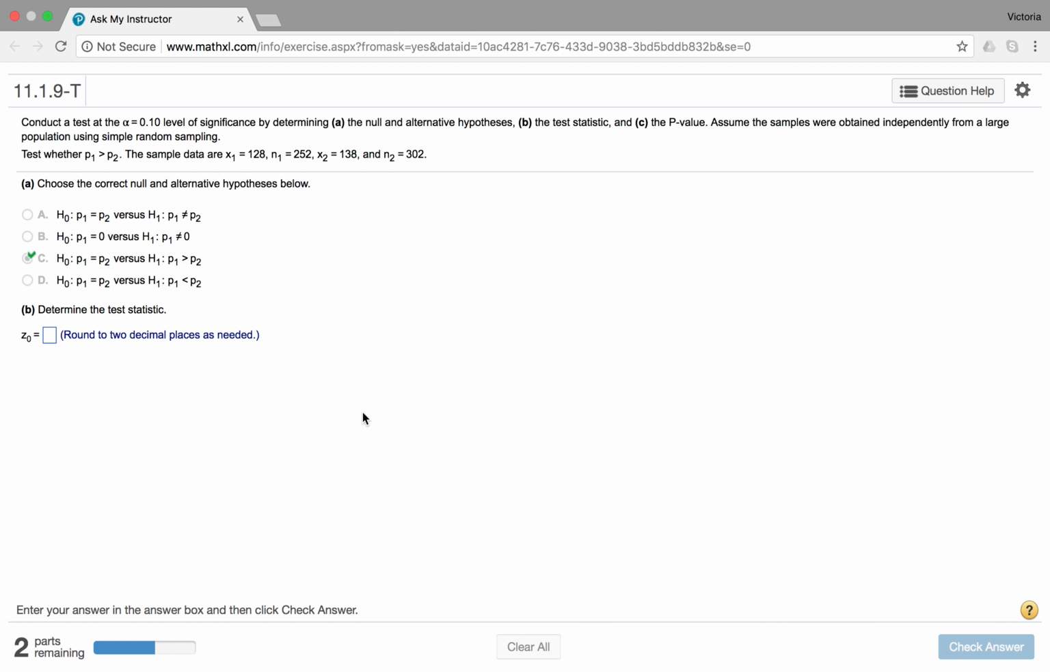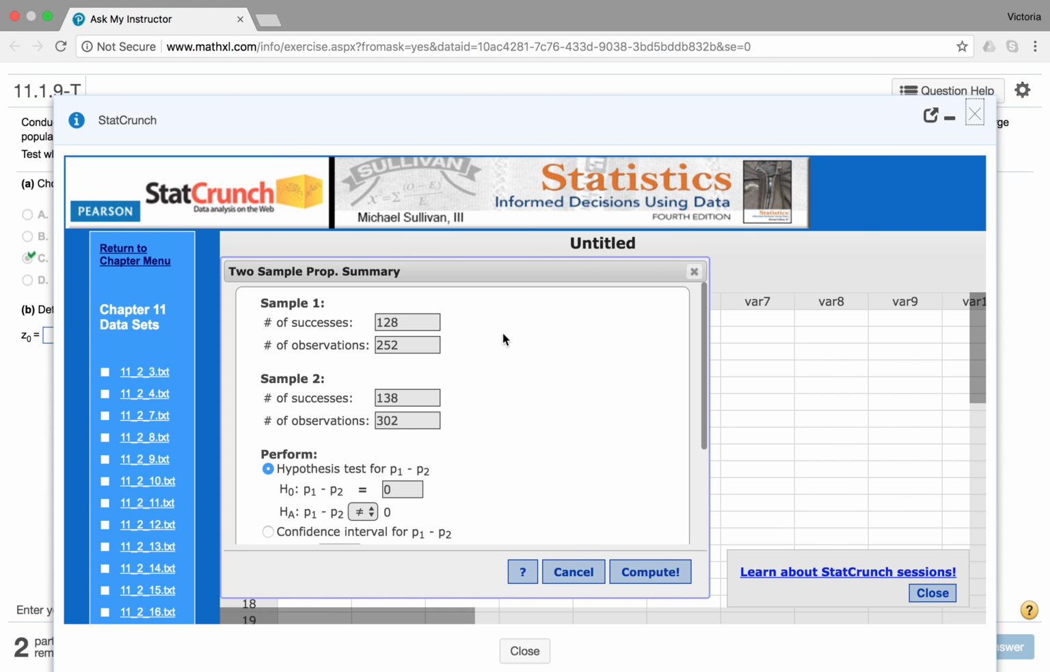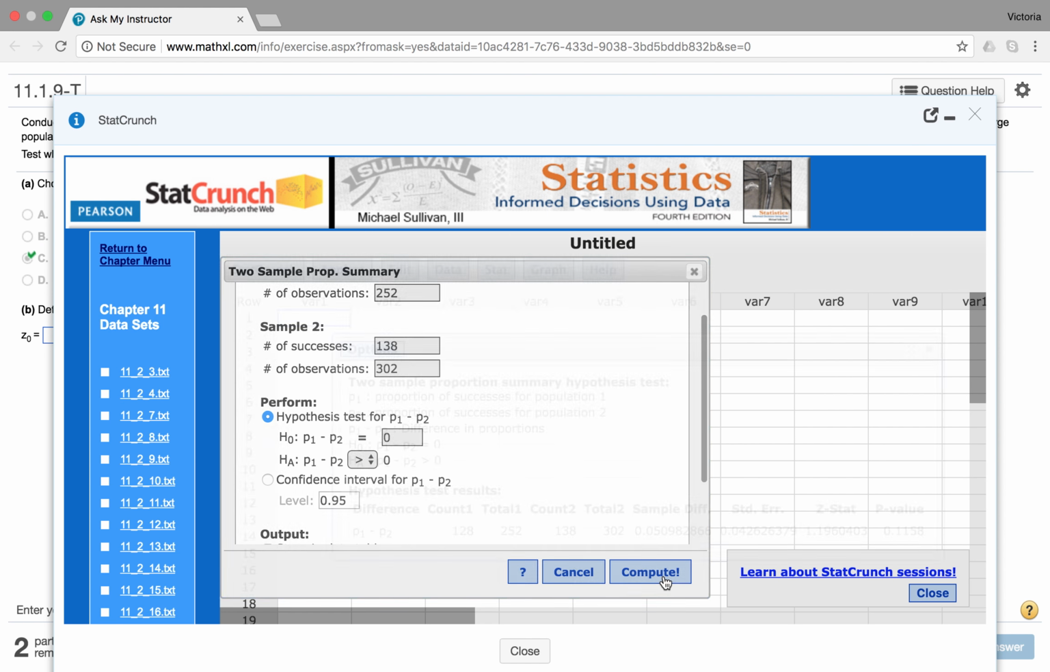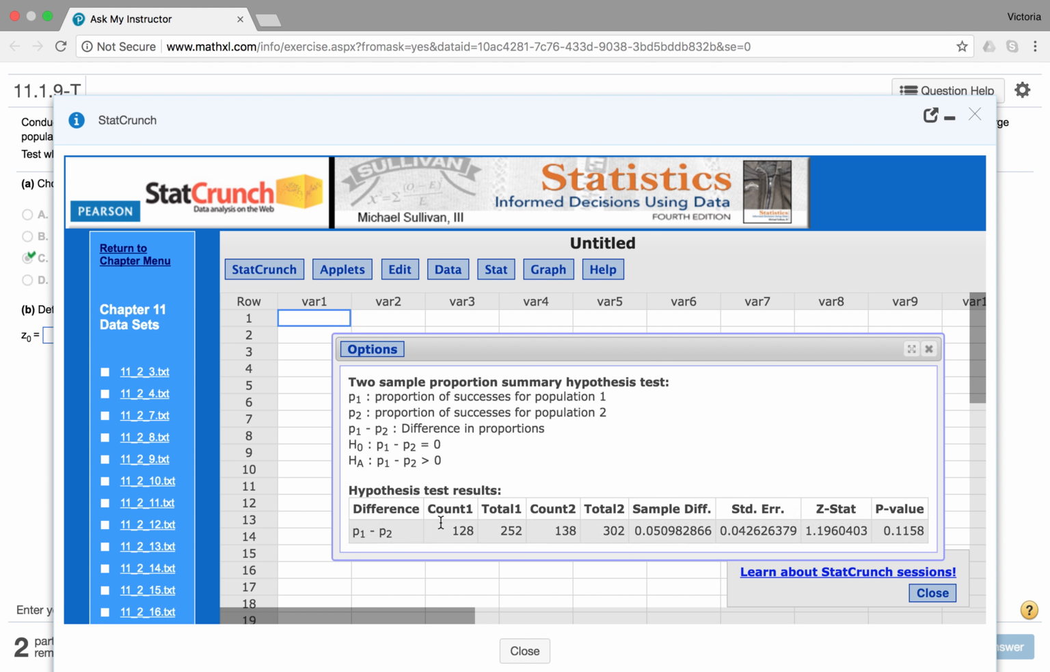So we're going to go back to StatCrunch. Where did my StatCrunch thing go here? Let's hope all my stuff is still there. Oh, yay, it is. And so the equal 0 is there, and we want greater than 0. And then you just get to click Compute. So it's going to do all of that craziness for us. And you see here that my z-stat is 1.196.